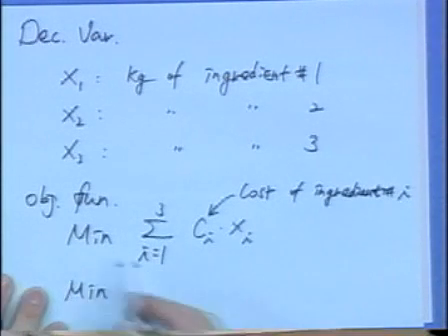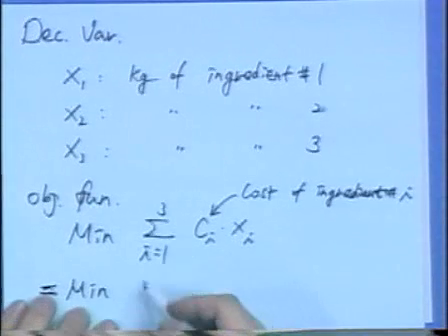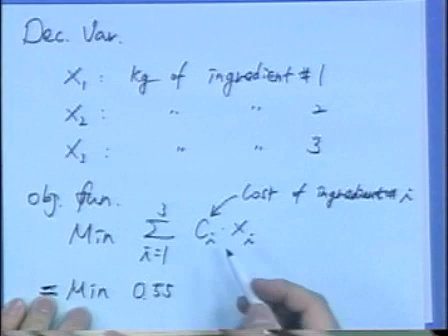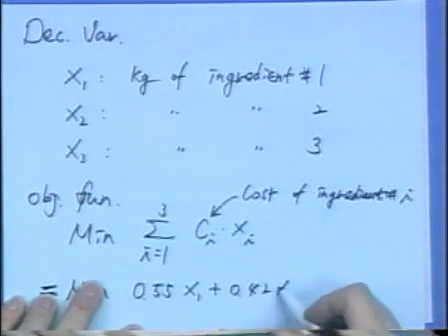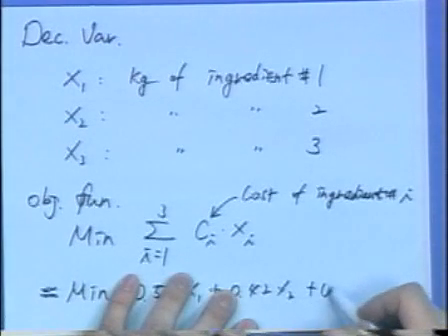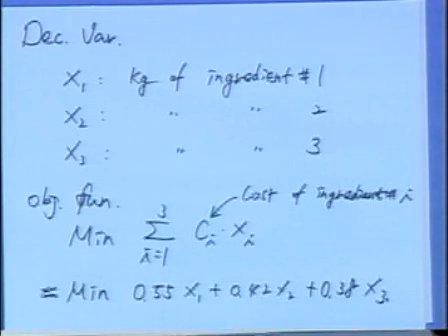So our actual objective function would look like this: 0.55 times x1 plus 0.42 times x2, plus 0.38 times x3. This is our objective function. It's straightforward.